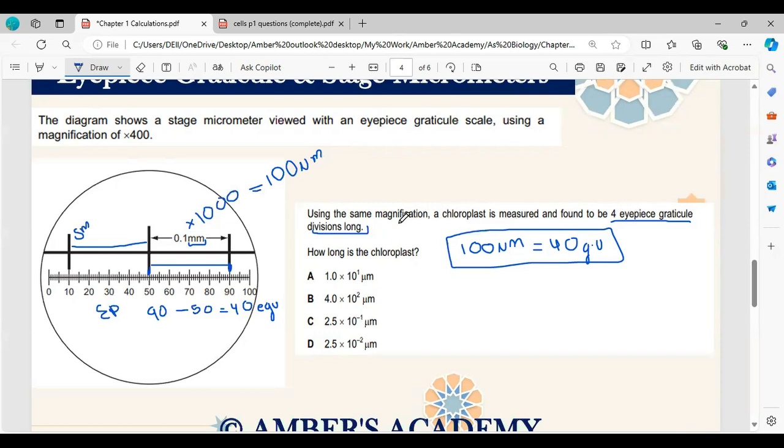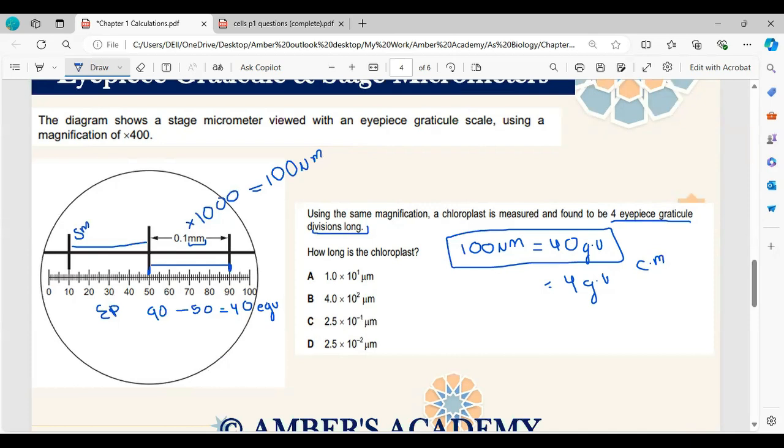Now, they are asking us that using this entire magnification, we need to find out the stage micrometer value for the chloroplast. So, we can now write 4 graticule units. This is something we basically do in maths, that we establish a relationship and then we are able to find out the fourth value using the methodology of cross multiplication. So this is exactly how we do it in maths. We are going to multiply 4 by 100, doing CM, cross multiplication, 4 multiplied by 100 divided by 40.